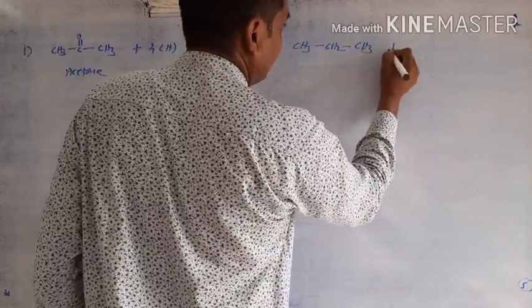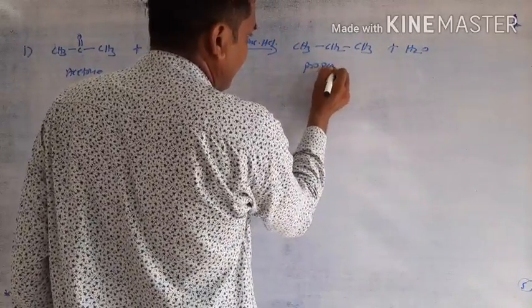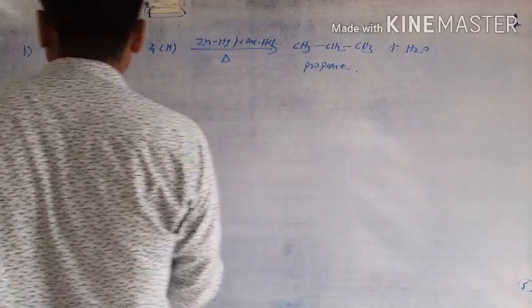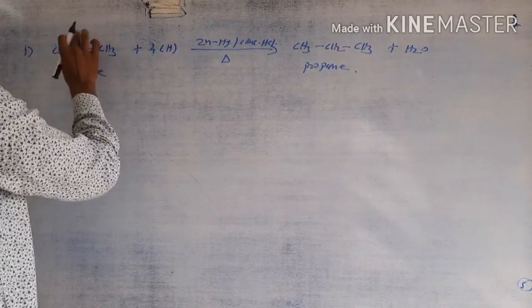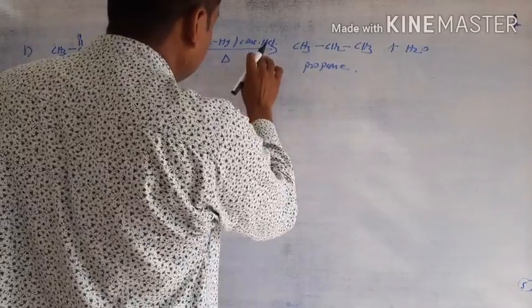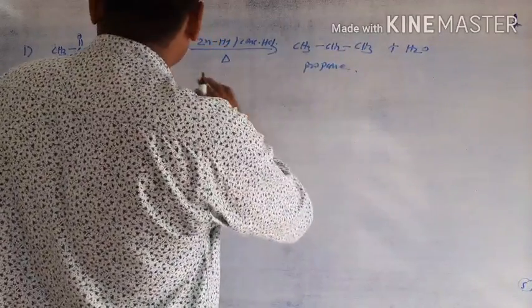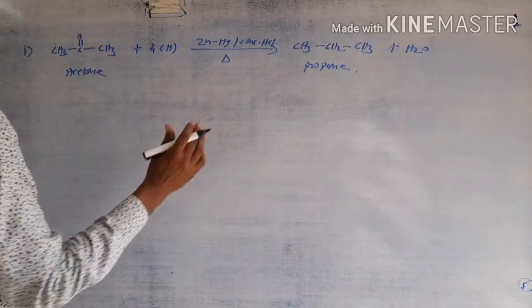This one is the plus H2O. This molecule is the propane, and this one is the acetone. This carbonyl group is reduced after the reaction of Zn amalgam in presence of HCl, then gives the CH2, this methylene group, and this overall reaction is the Clemmensen reduction reaction.